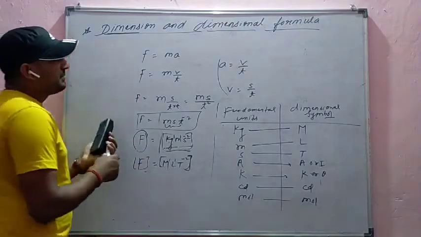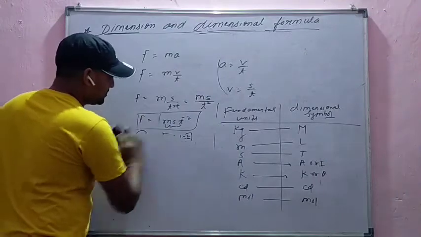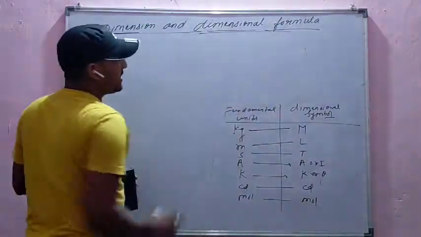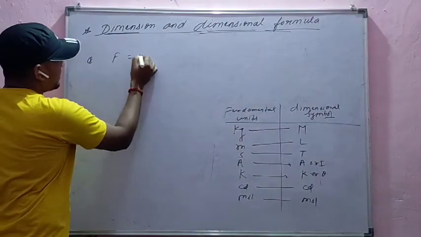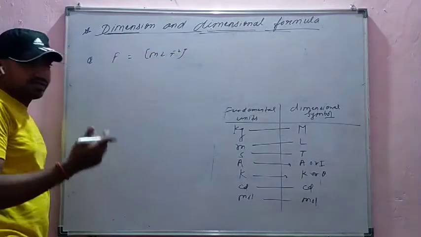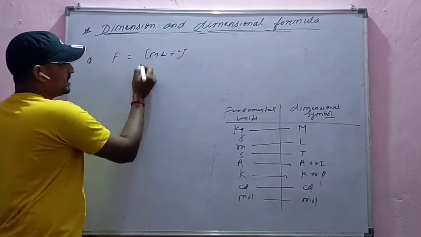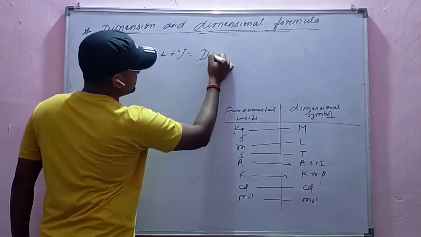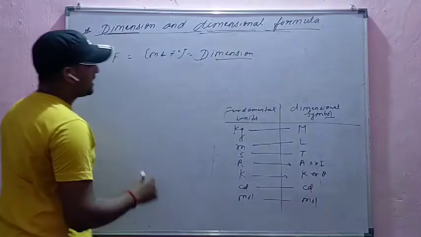But what about the dimensional formula? You can see here, dimensional formula. Now, F is equal to what? MLT minus 2. You have seen this just earlier, MLT minus 2. This is the dimension.